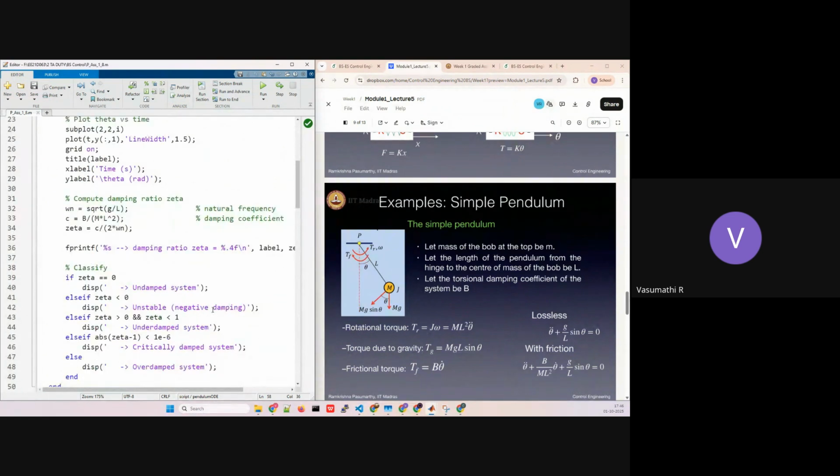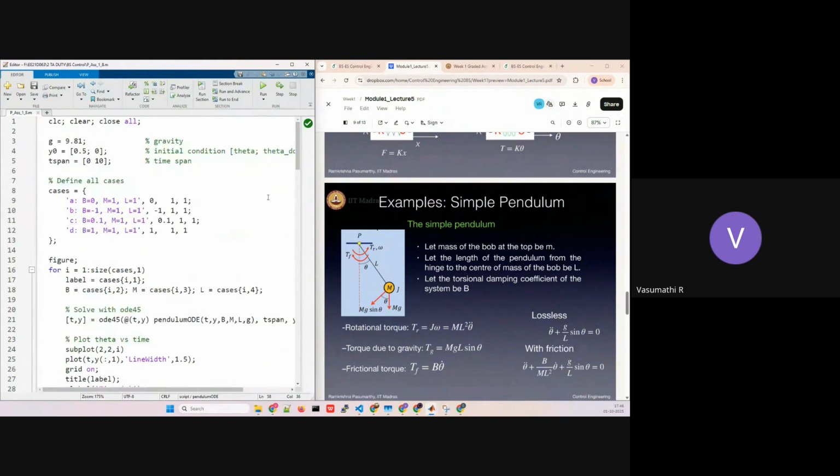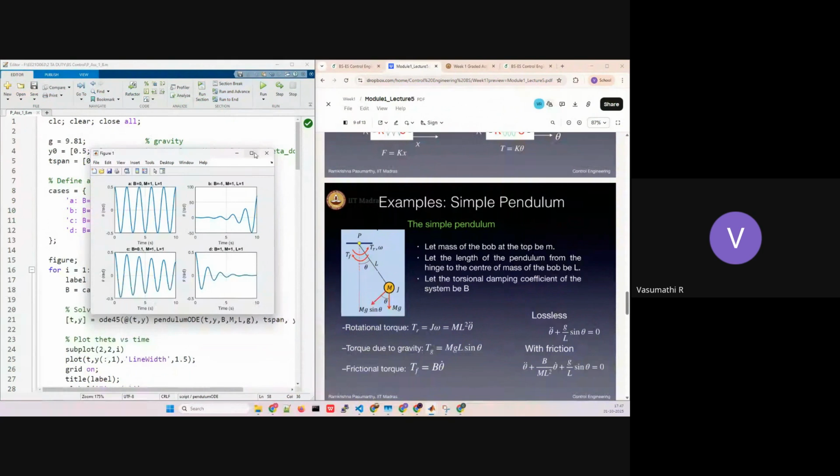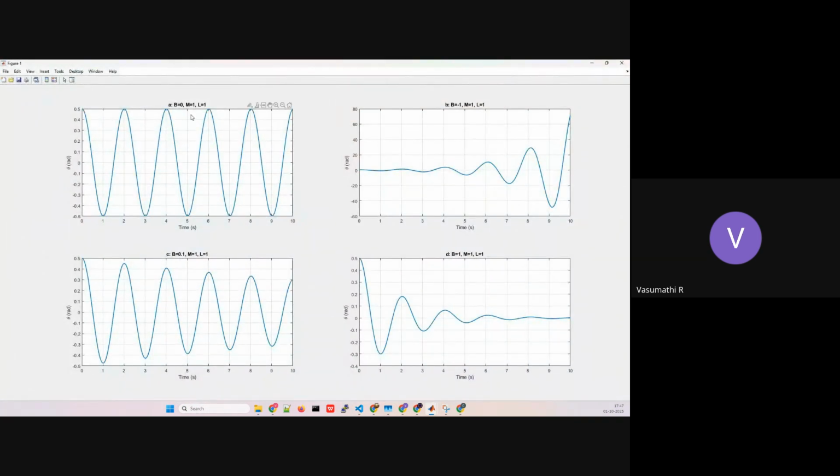You can plot it one by one and see. There is nothing fancy here. If I run this simulation, I am getting some figure like this for each and every option. For example, when b is equal to 0, m equal to 1, l equal to 1, as the first condition, I am getting something like this. And for other conditions, I am getting similar figures.